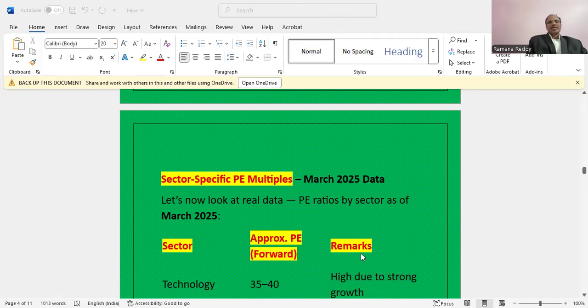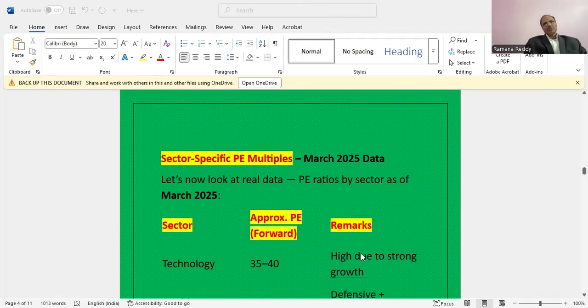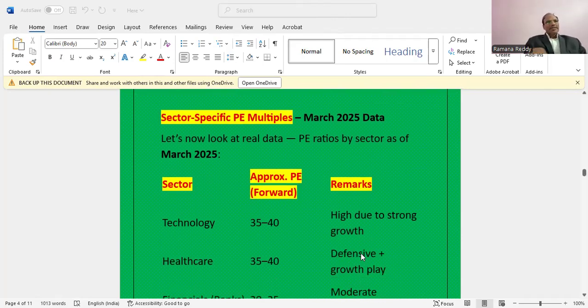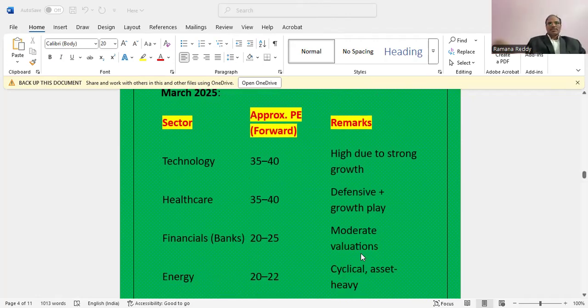Now we'll see sector specific PE multiples. We'll take March 2025 data. Now look at real data, the PE ratios by sector as of March 2025. In technology, approximate forward PE is 35 to 40, high due to strong growth. In the healthcare sector, 35 to 40, defensive plus growth play.